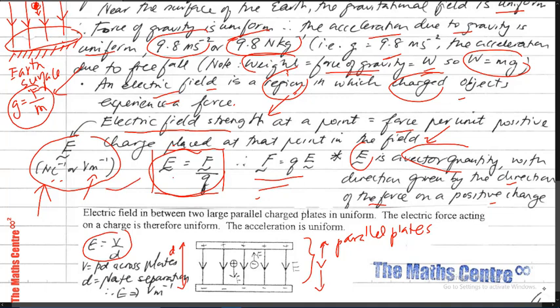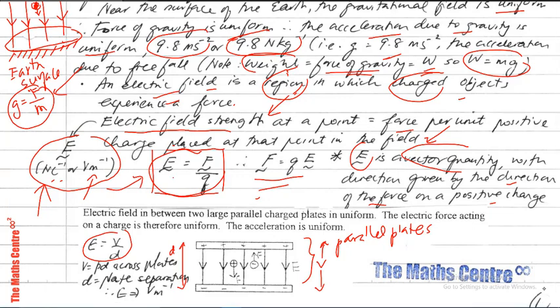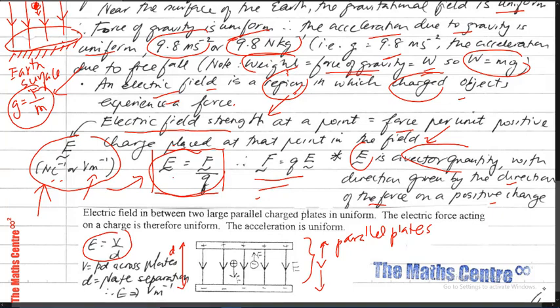And compare that with your electric field strength, which is force per unit charge. Now here we have a system of parallel plates. This V here is the potential difference across the plates. And d is your plate separation, that is the distance between the plates. And we can write electric field strength E equals V over d. That's how we get volt per meter.